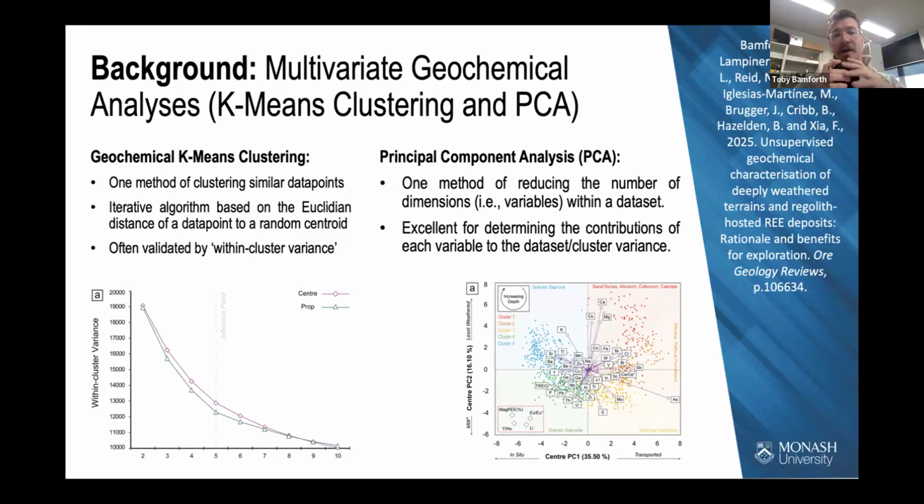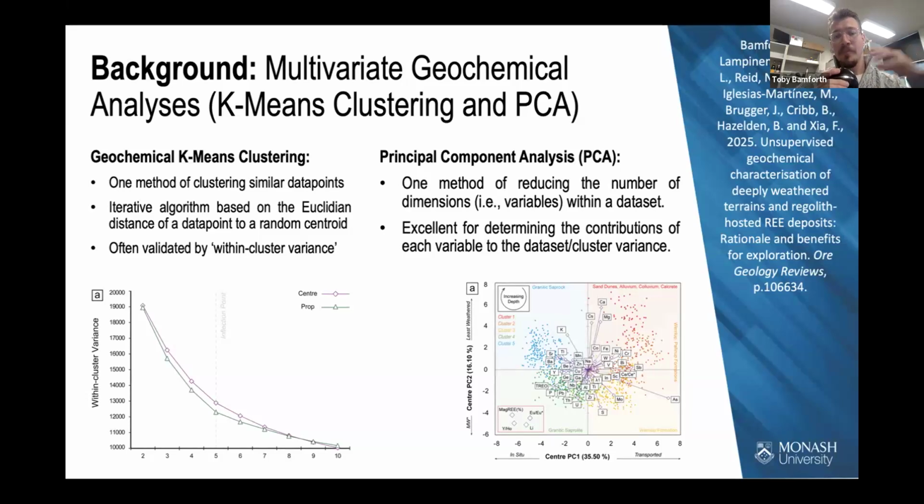The other thing we do is principal component analysis, which, for those who aren't familiar, is a way of reducing those 35 elements, those 35 variables, down into, a lot of the time, 2 or 3. These 2 or 3 variables, the principal components, basically represent the largest degree of variance within the data set.